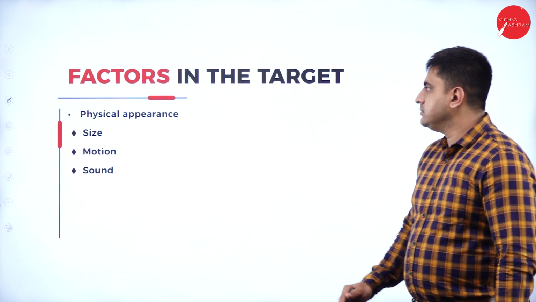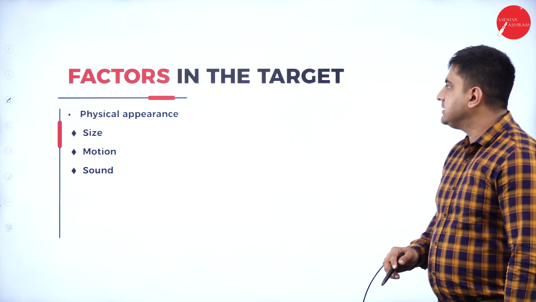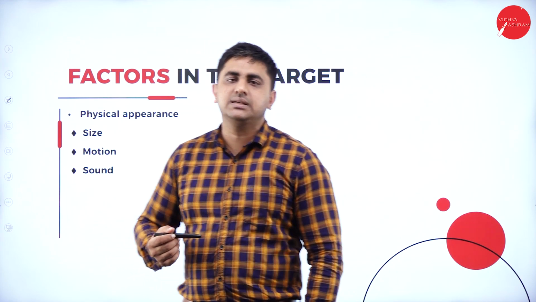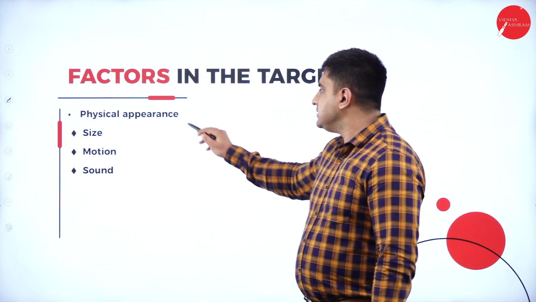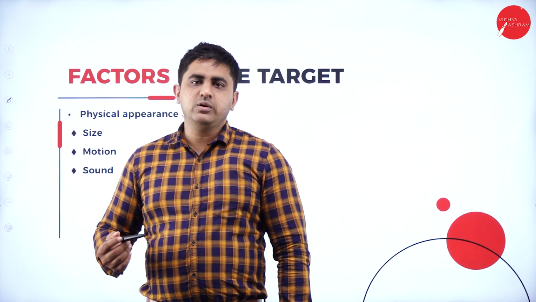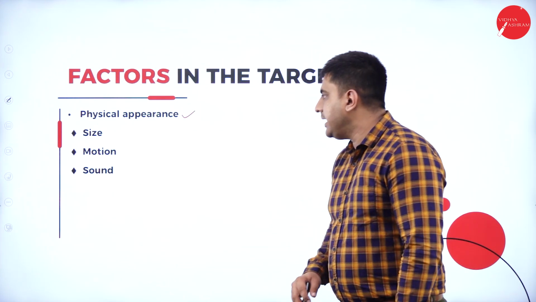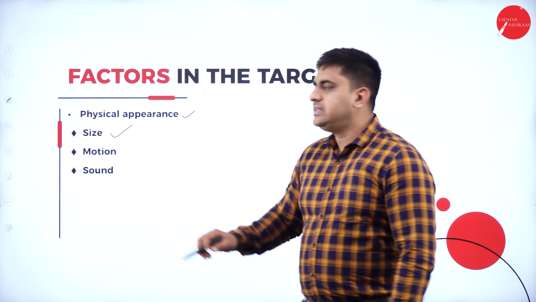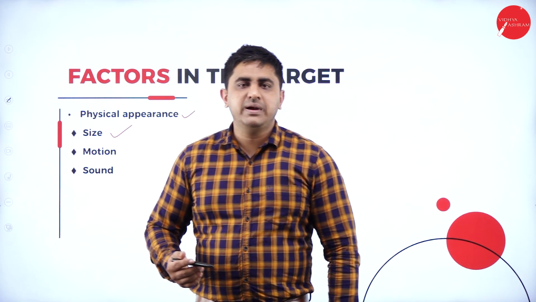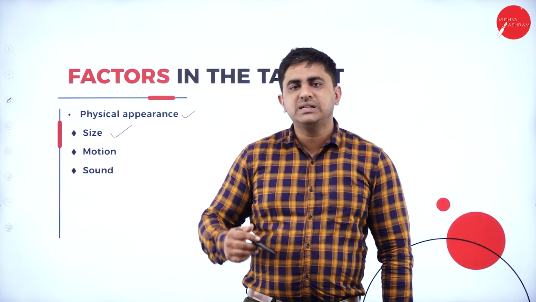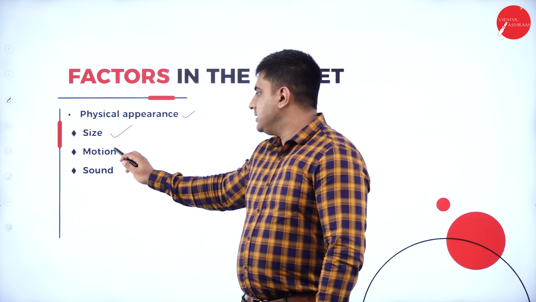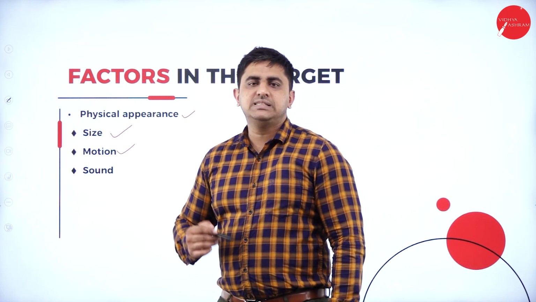So next, we go for factors in the target. In the target, there are different factors that affect perception, like physical appearance. If the physical appearance is good, you get attracted, or you don't get attracted. Then size. If a guy is very thin and skinny, you don't get attracted to him. When a guy is well built and muscular, you get attracted, you perceive him in a positive way. That is size.